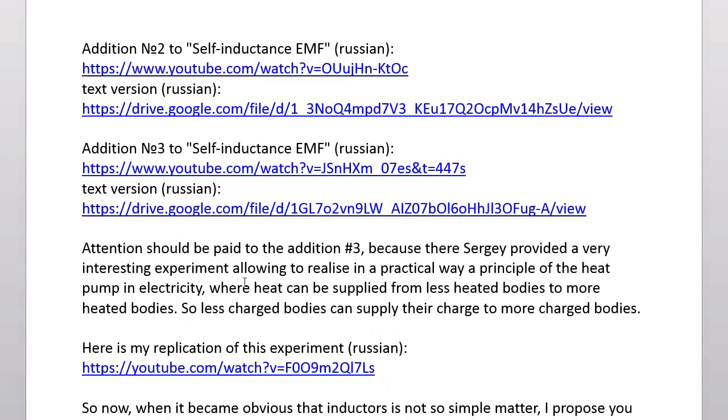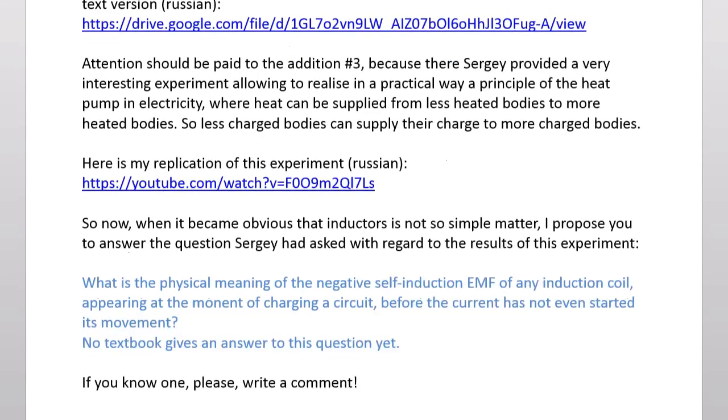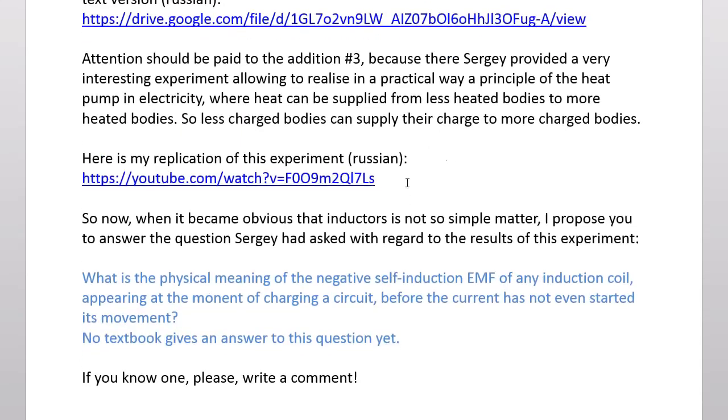Attention should be paid to addition number 3, because there Sergey provided a very interesting experiment allowing to realize in a practical way the principle of the heat pump in electricity, where heat can be supplied from less heated bodies to more heated bodies, so less charged bodies can supply their charge to more charged bodies. So here is the link to my replication of this experiment. If you are interested in energy research, you definitely should pay attention to this work.